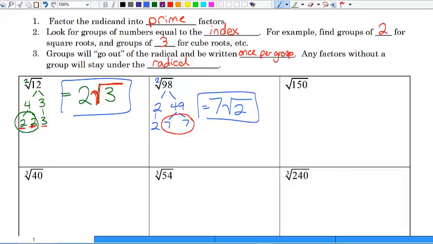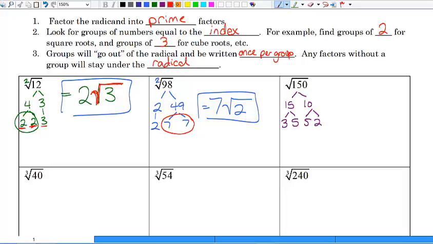On the next one, it's a square root of 150. So I'm going to break up 150 to 15 times 10. If it ever ends in a 0, I always use the 10 to make it much smaller. Then I have 3 times 5 times 5 times 2.